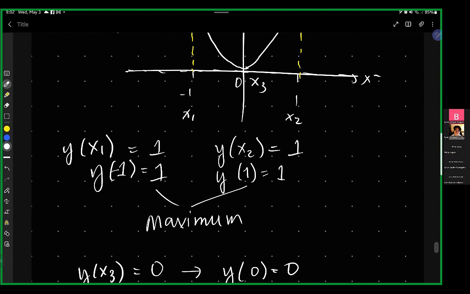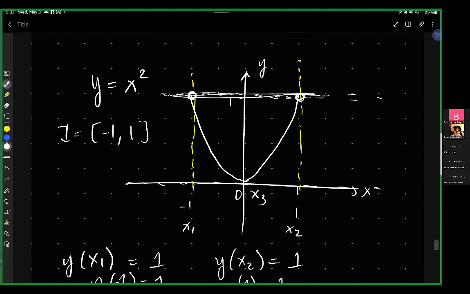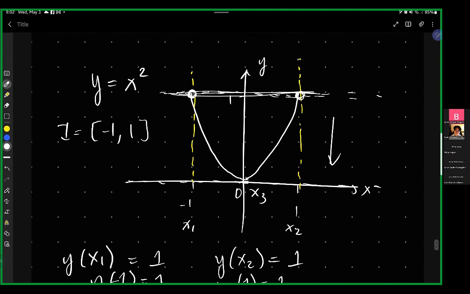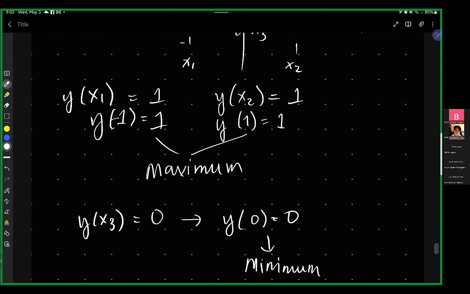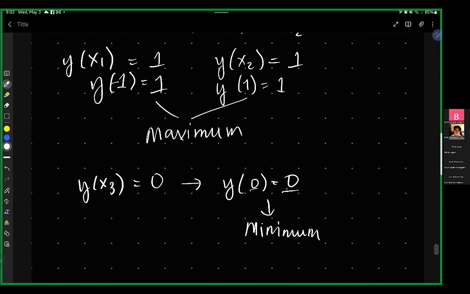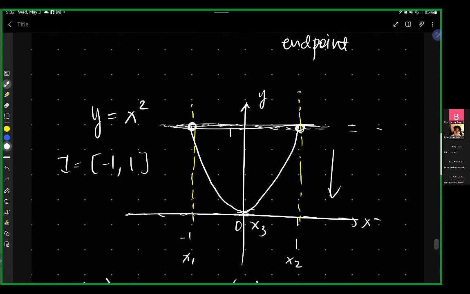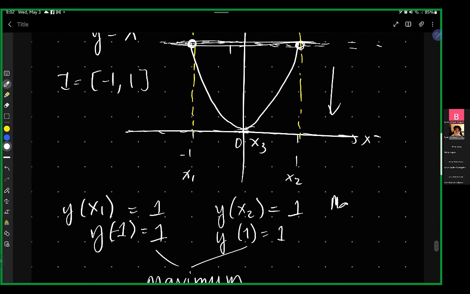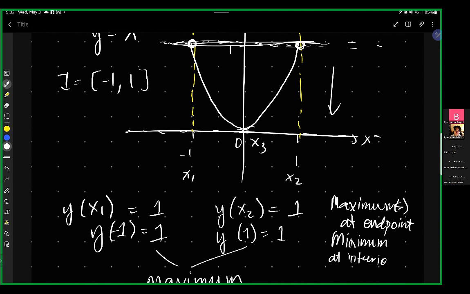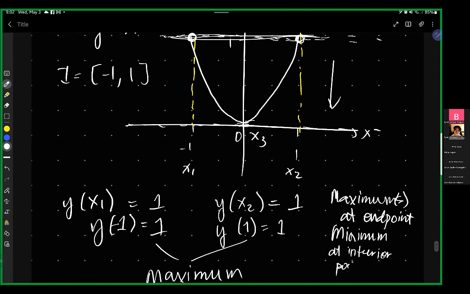And then for the minimum, titingnan mo yung pinakamababa, di ba? So titingnan mo, simula taas, pababa yung mata mo, titingnan mo lang, okay, nandito yung zeros. Hanggang dyan lang yung graph. So automatically, yung minimum niya is y of 0 is equals to 0. So, describing this function, we can call this as a maximum at endpoint, no? And minimum at interior point, no? So this is how you describe the maximum and the minimum of a function for a given interval.